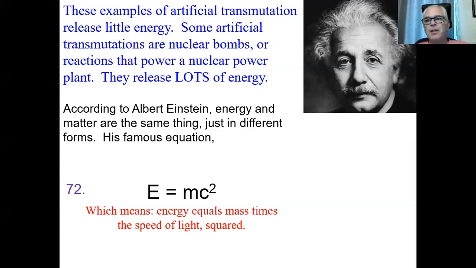He has a famous equation, E equals mc squared. And that actually has to do with nuclear chem, and we're going to talk about that a little bit now and discuss what that all means. E equals mc squared is a formula that stands for energy equals mass times the speed of light squared.